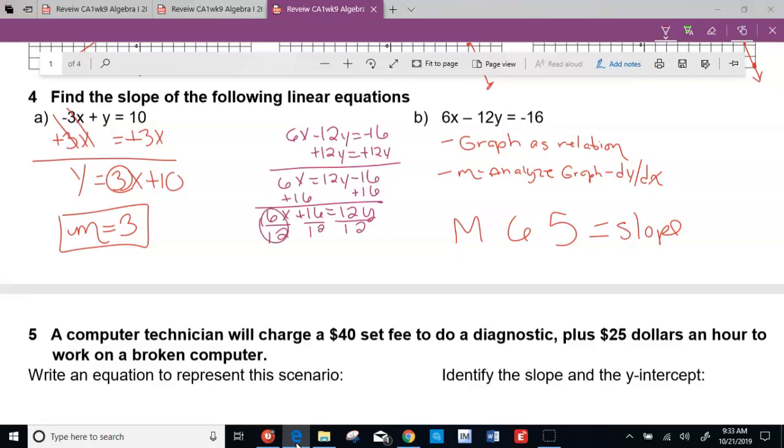6 over 12 simplifies to 1/2. 16 over 12 simplifies to 4/3. And 12 over 12 simplifies to 1y. And there's my slope again, 1/2. I recommend using the calculator because it is a timed test.